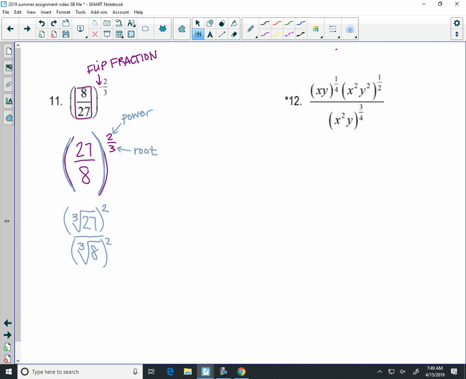It's much easier to knock our numbers out by taking the root first. So the cube root of 27 is 3, and 3 squared is 9. The cube root of 8 is 2, and 2 squared is 4. And that's your final answer.